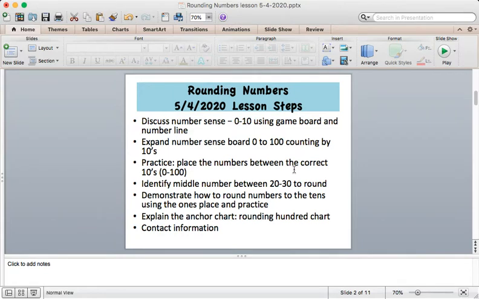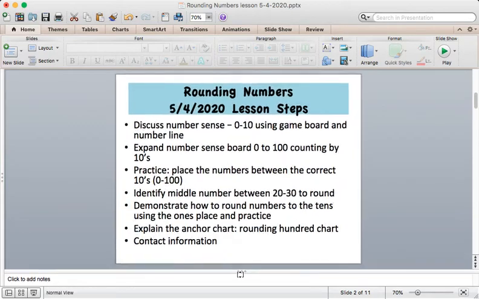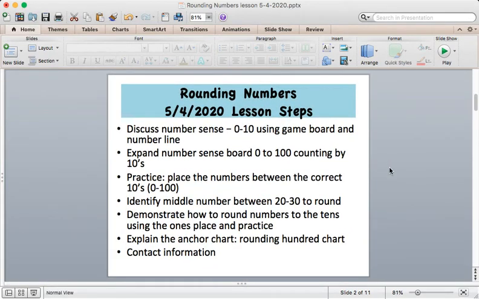I'm going to demonstrate how to round numbers to the tens using the ones place, and we're going to practice. And I'm going to explain an anchor chart that I provided, the rounding 100 chart, and then talk about my contact information in case we need anything during the week, we can always talk.